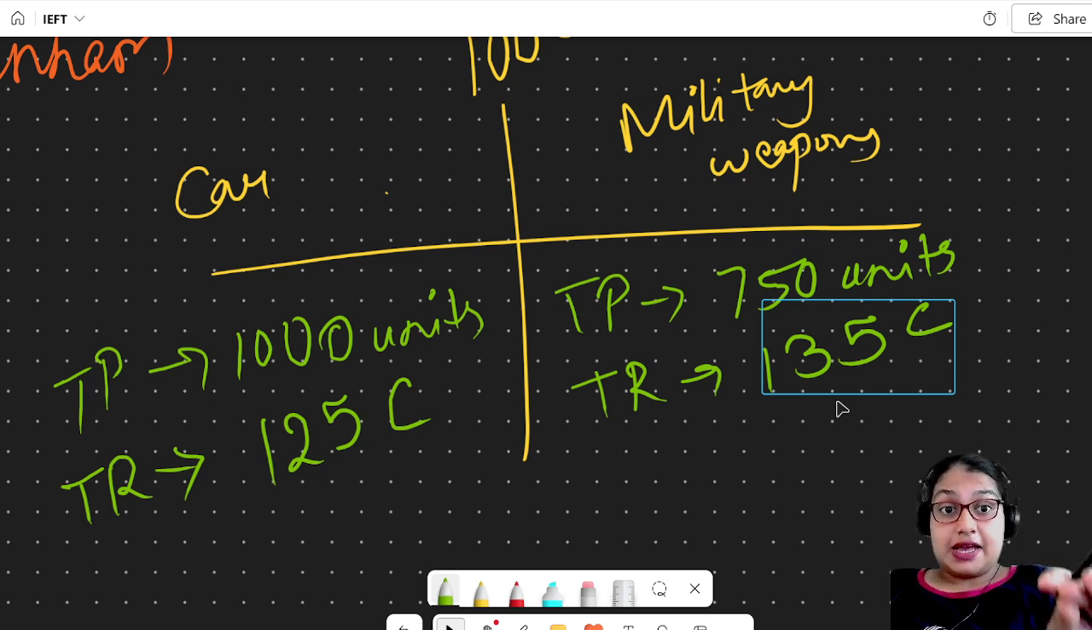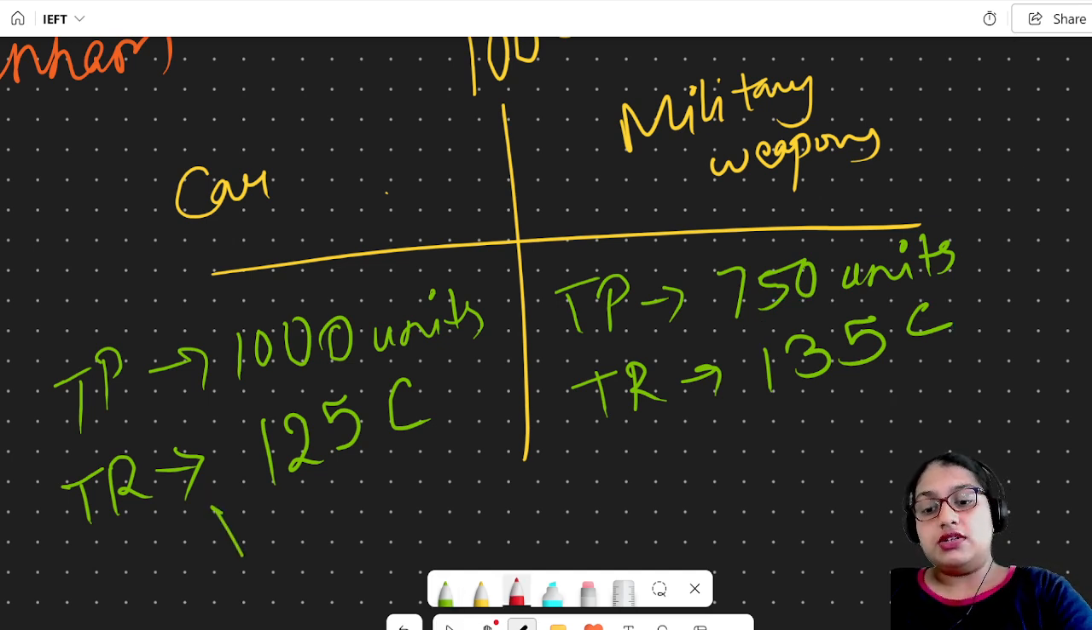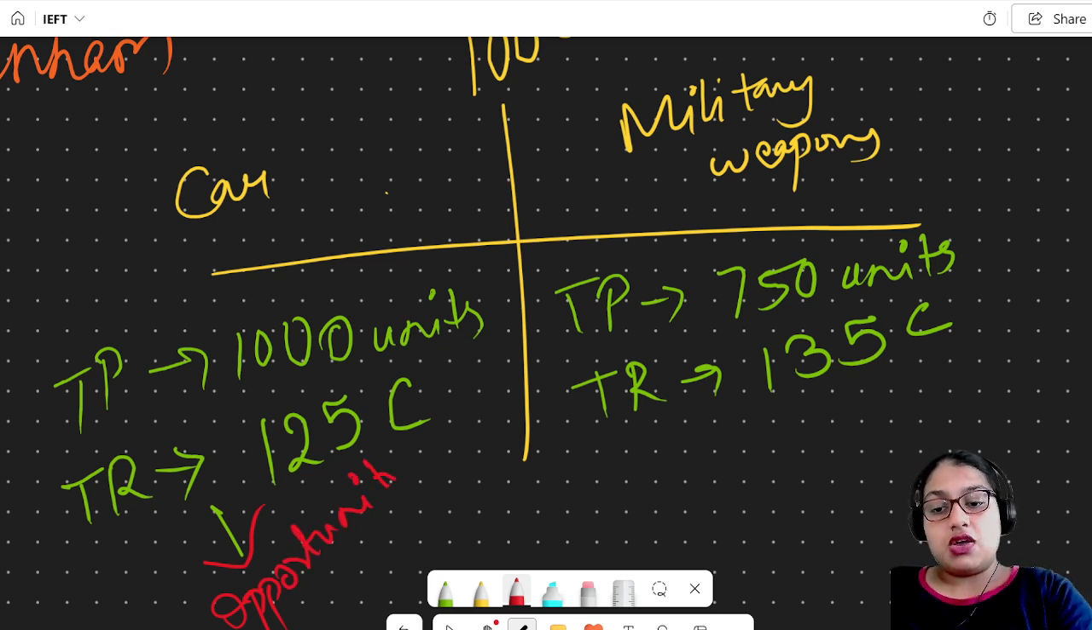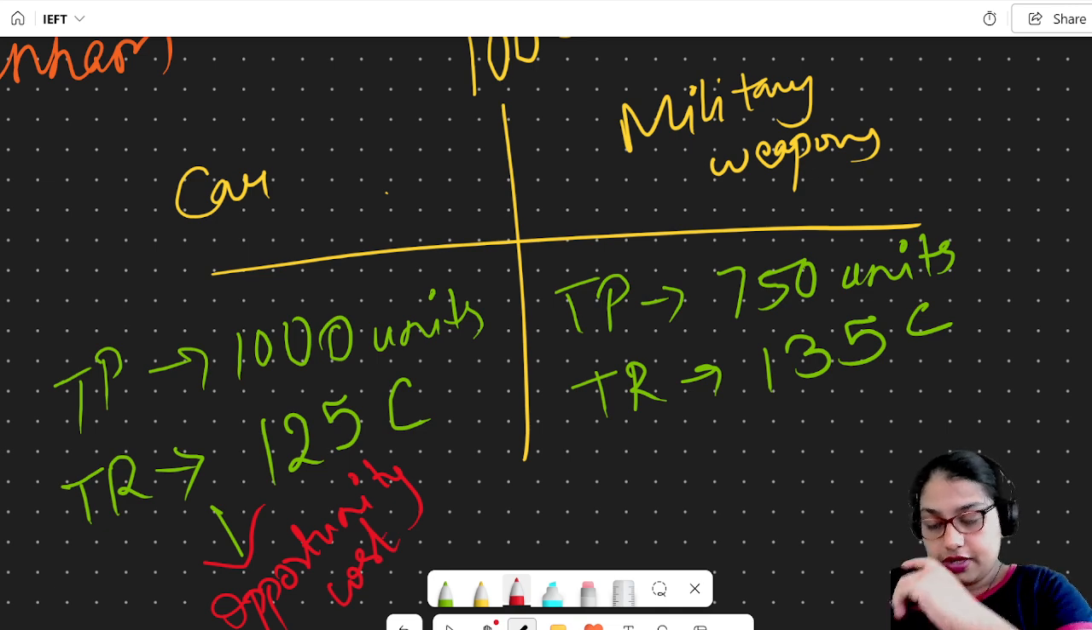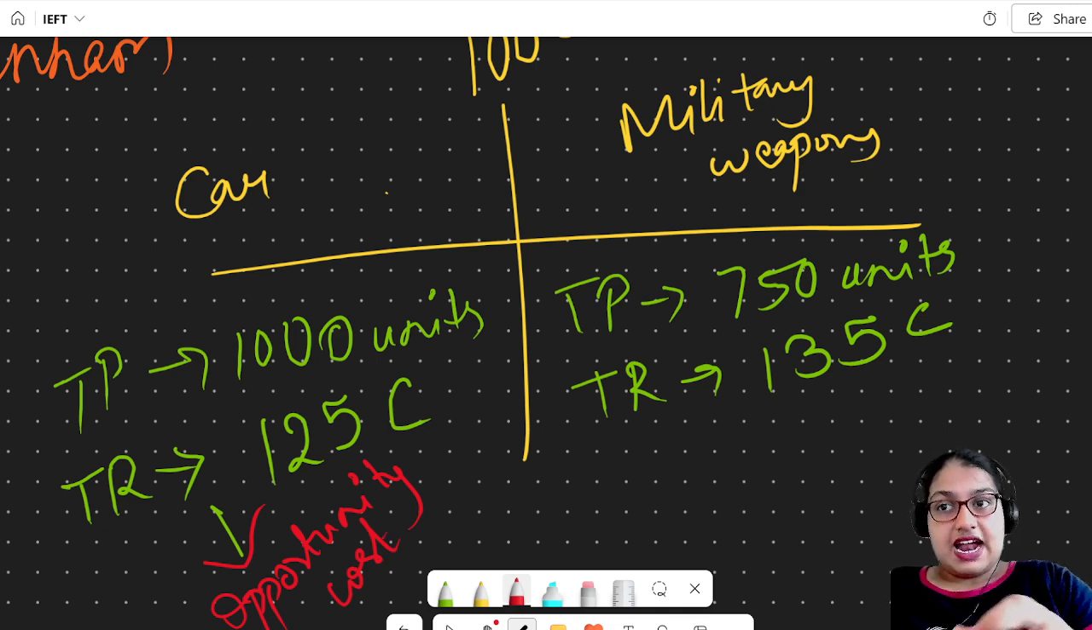Now, in some case, you are not able to produce the military weapon. What will you do? You will go for the production of cars. You will produce cars, right? So this car is called the opportunity cost. So this 125 crores is my opportunity cost. It is an alternative, and it is the next best alternative that we call opportunity cost.